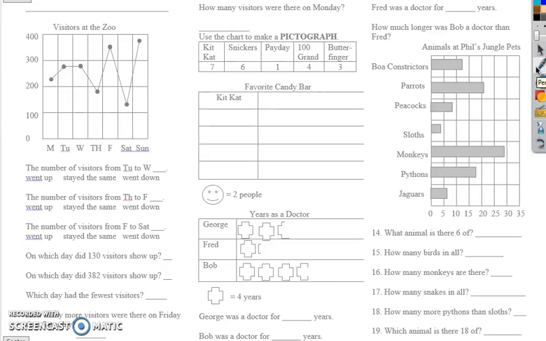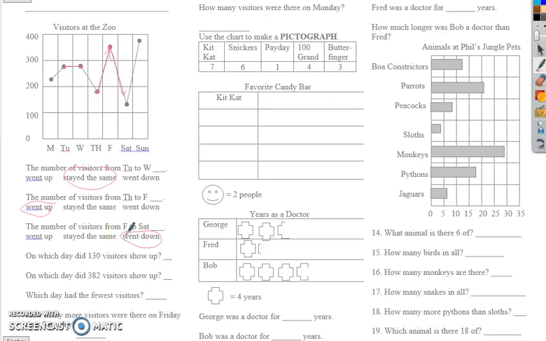Visitors at the zoo, it's a line graph. The number of visitors from Tuesday to Wednesday. So here's Tuesday, here's Wednesday. It looks like it stayed the same. Number of visitors from Thursday to Friday. Start with Thursday and go to Friday. So we're definitely going up. From Friday to Saturday. There's Friday, and we're coming down to get to Saturday.